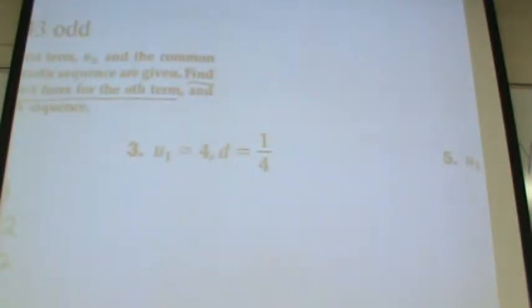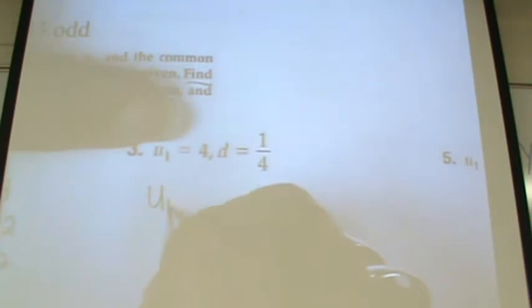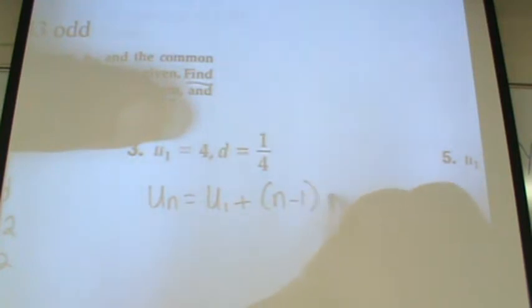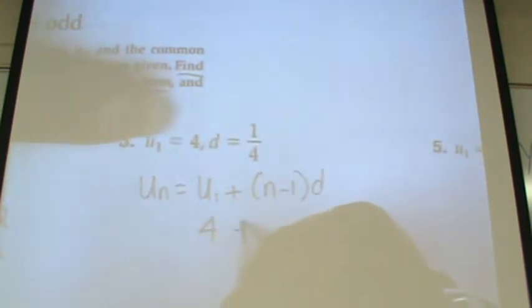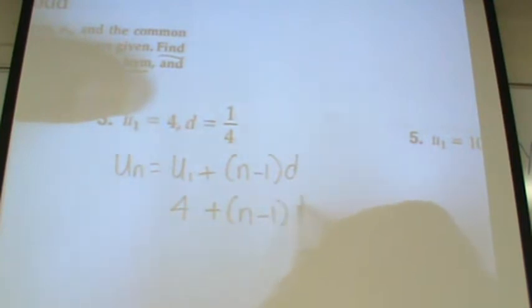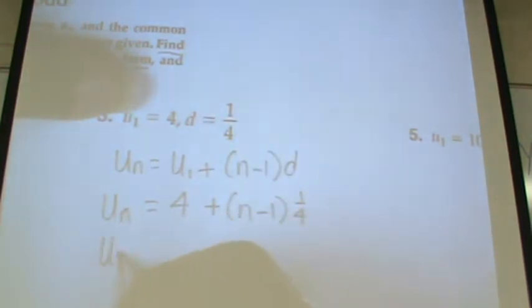Next one, number 3, you do the same way. Your explicit formula is going to be u sub 1 plus n minus 1 times d. The first term is 4, n minus 1 times 1/4. So when you clean this one up, u sub n, once you distribute, you have 1/4 n minus 1/4, and you're going to add 4. Try to write it in slope-intercept form. 4 minus 1/4 is 3 3/4.